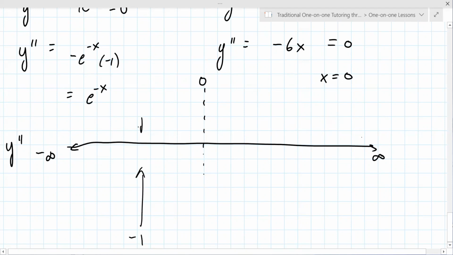E is always positive. It was negative in the last one because there was a negative out in front. Minus 6x: if you put a positive number in here, like 2, this is negative, but this is not an inflection point. No inflection point here. And I know it goes from plus to minus, but it's not part of the domain, it's undefined there, so you can't use it as a breaking position.